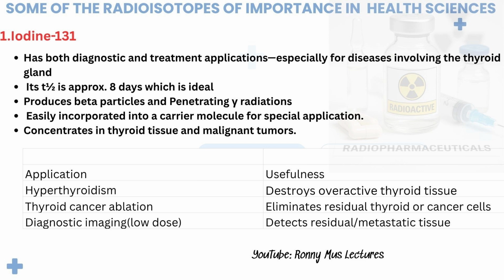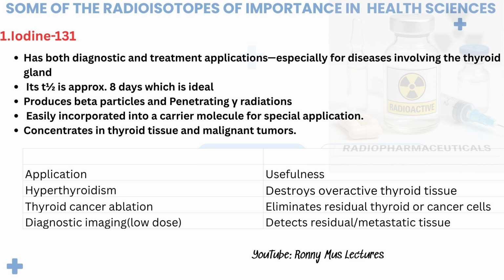We look at some of the radioisotopes of importance in health sciences. Number one, we have iodine 131. Remember, radioisotopes are used as diagnostic aids and also therapeutic aids. So this iodine 131 has both diagnostic and treatment applications. The half-life is 8 days, which is ideal. It produces beta particles and penetrating gamma radiations.